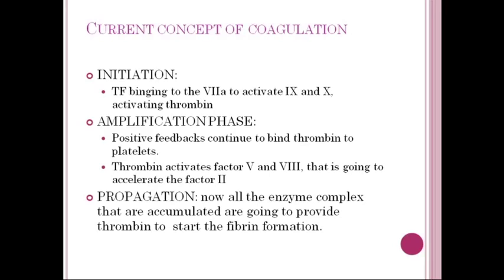Now all the enzyme complexes that are accumulated there are going to provide us a continuous supply of thrombin, and this thrombin, being in excess, is going to ensure the formation of the fibrin because it can bind freely to the fibrinogen. Well, as we see, it's basically the same process as the traditional way that has intrinsic, extrinsic, and common pathways, just that here we don't care where they come from. Here it is because of the action they have that we are divided into these three phases.